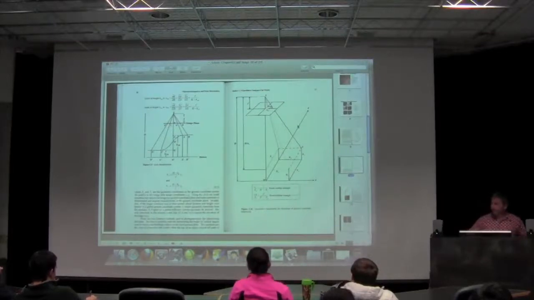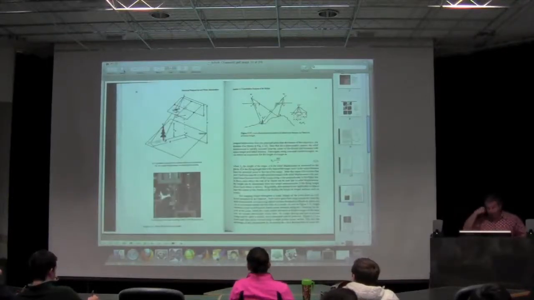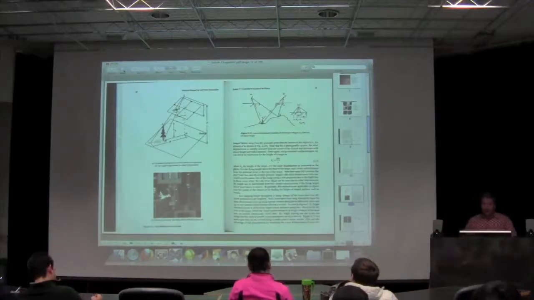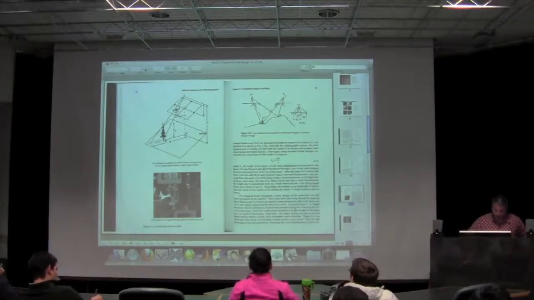Now, beyond making simple linear measurements on the ground, we'd often like to figure out the height of an object. All right, so how tall is something on the ground? And if you look at a photograph like the one down here, let me throw this up.